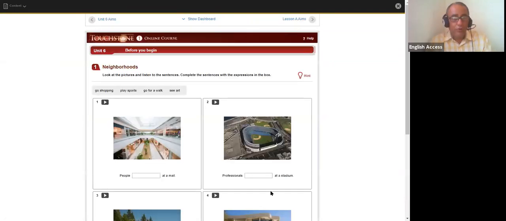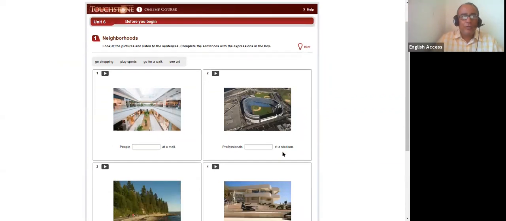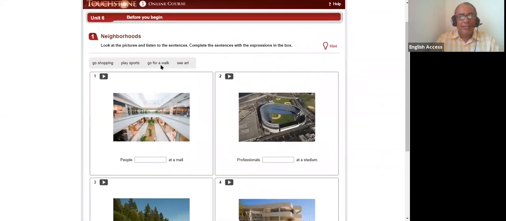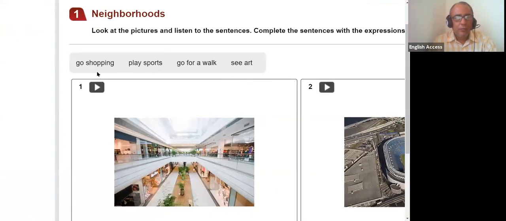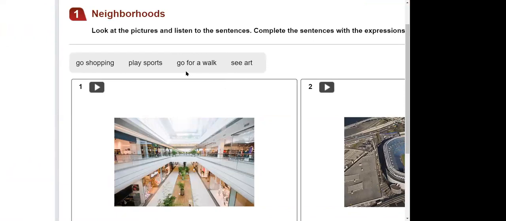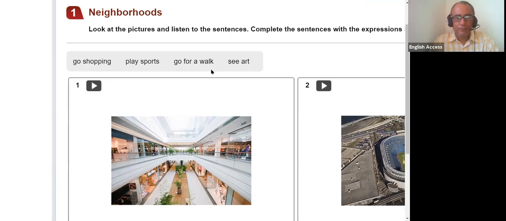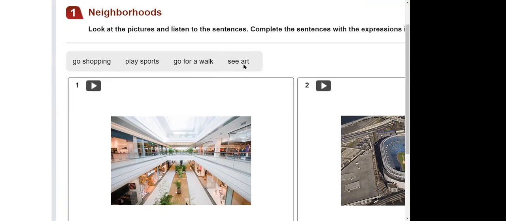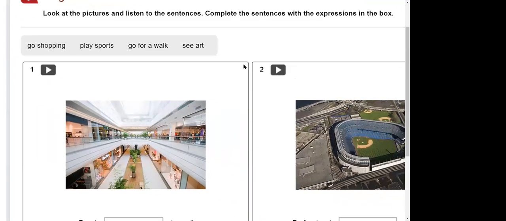It's also in your book. Here, we are going to see about some places that you can go. It says neighborhoods. Look at the pictures and listen to the sentences. Complete the sentences with the expressions in the box. We have 4 expressions. Number 1, go shopping. Repeat after me, go shopping. Play sports. Go for a walk. See art.